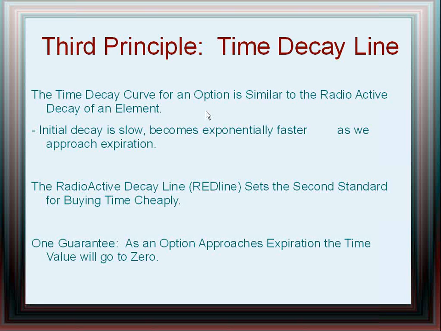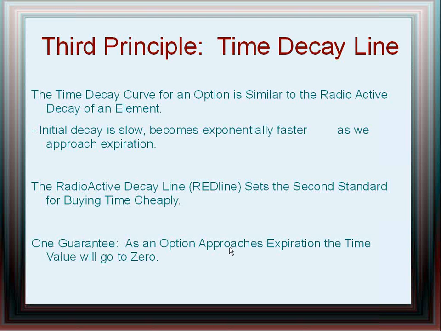When we buy 5 months, 6 months out in time, our initial time decay, that initial time decrease on the option that we paid is going to be slow. And as we get closer to expiration, it's going to become exponentially faster. This sets the second standard, of course, for buying time cheaply. Not only going in the money, as we saw, to pay for low time premium, I'm also going far out in time so I don't get stuck with that quick decay.